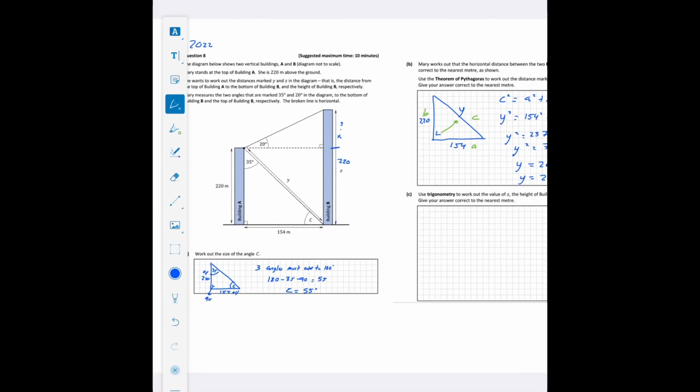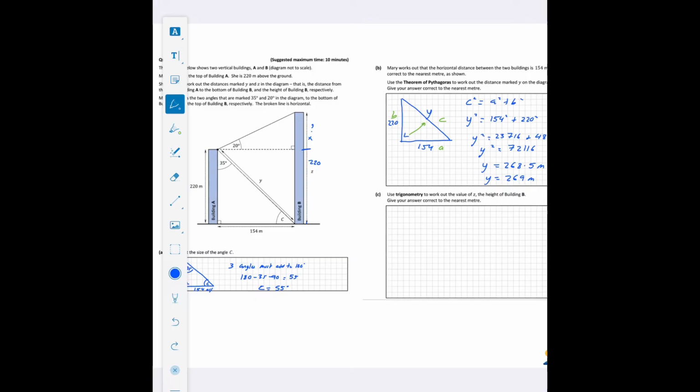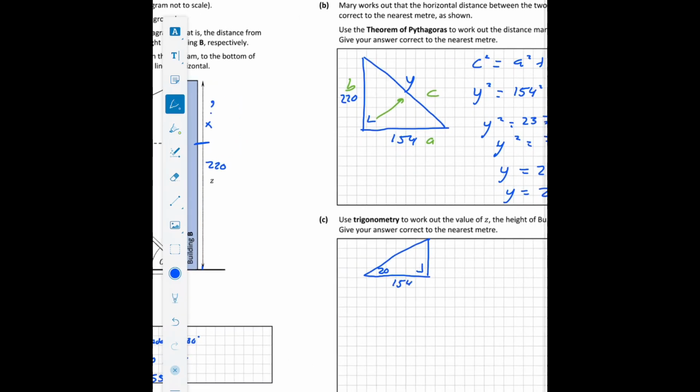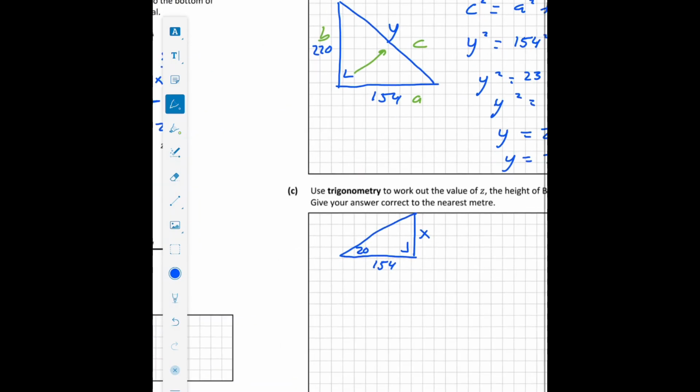Now, I'm going to use that top triangle. So I'm going to take out this triangle here. So I'm going to draw that in. So at the bottom, we're 20 degrees and we're right angle there. So that's going to be 20. Now, we know the length of the bottom. So here is the same as there. So here's going to be 154. And I'm going to call that X. Okay, we're looking for X.